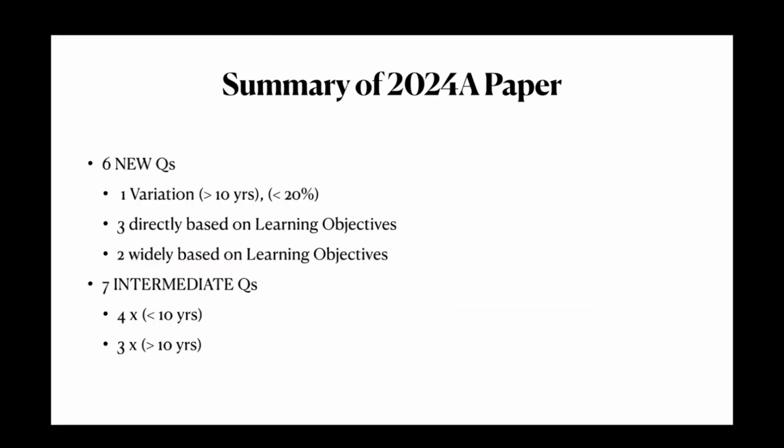Now, with the 6 new questions, there was one variation from over 10 years ago with less than 20% pass rate. There were 3 new questions directly based on learning objectives, and 2 that were widely based on learning objectives. But you can see the importance, with regards to the new questions, of making sure that you go through all the learning objectives, which is an incredible amount of workload.